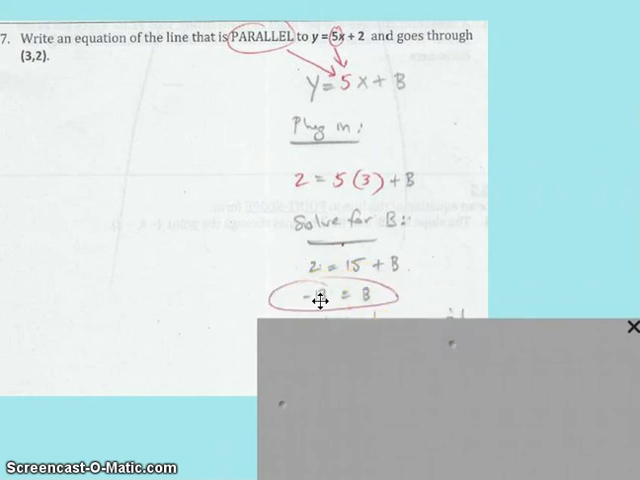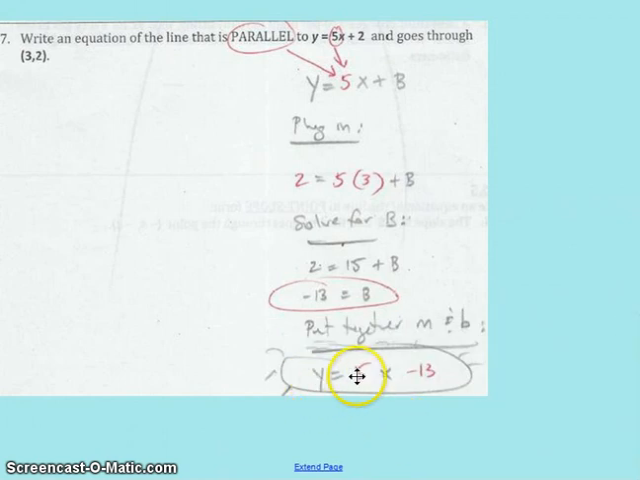Now I've got the two pieces I want once again. I've got my slope of 5, my y-intercept of -13. I put them together, and I've got y equals 5x minus 13. That's my equation of the line I was looking for. And that's the answer to this one. This is where we're going to stop this video, and we'll pick it up in a second video from here.